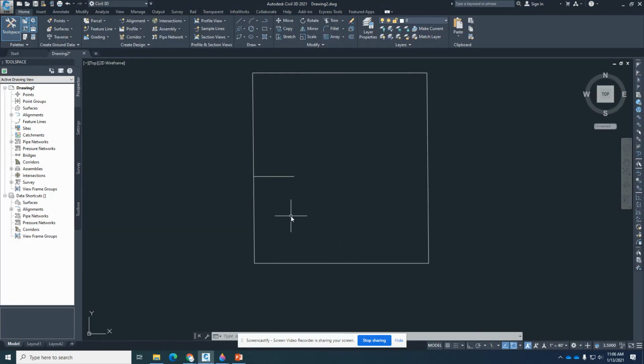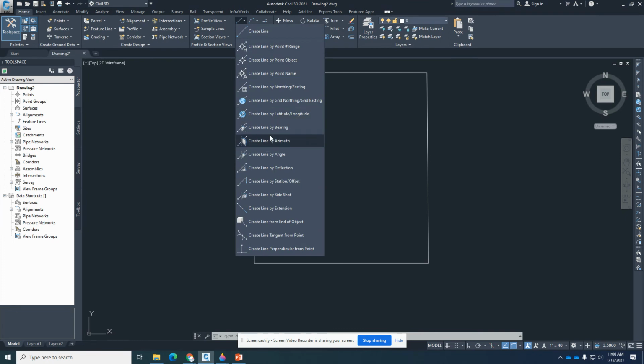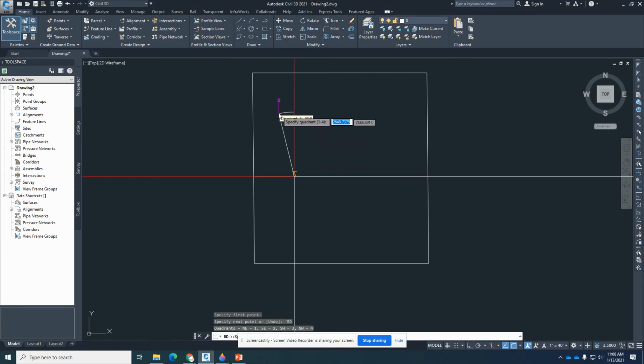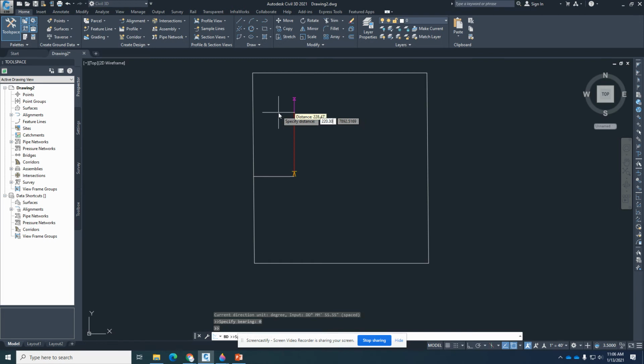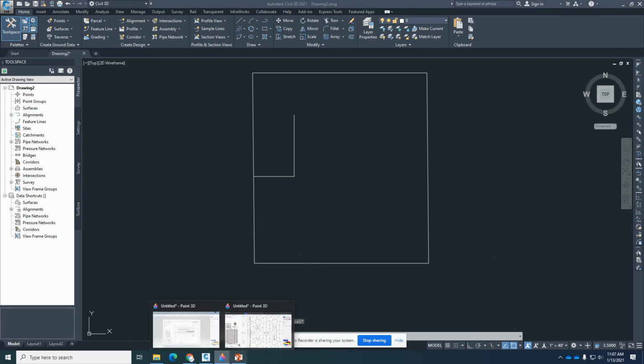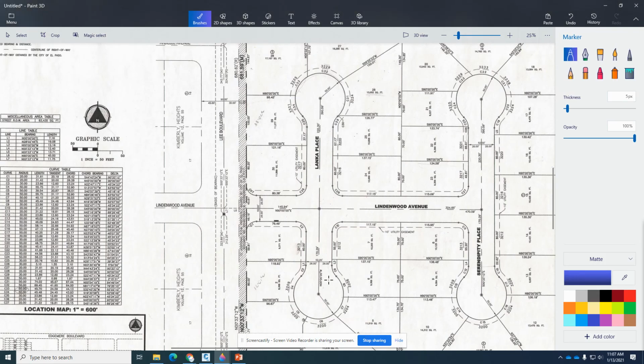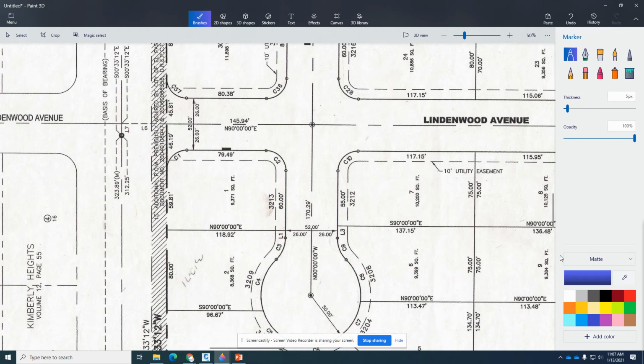So I'm going to go back to Civil 3D, create my line by bearing. From this point here, northwest 0 degrees, 220.30 is this center line. Now to draw that one, it has a bearing that I just used right now, northwest 0 degrees, but it says northwest. The distance is 170.29 from here to here.